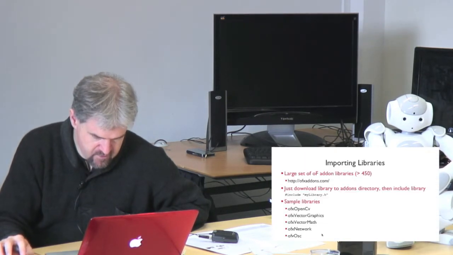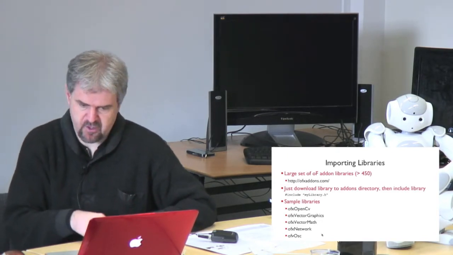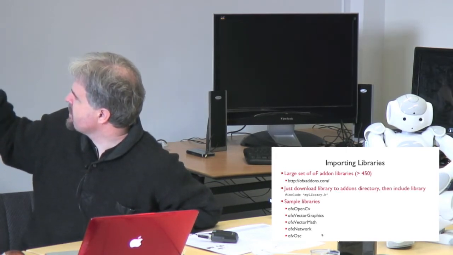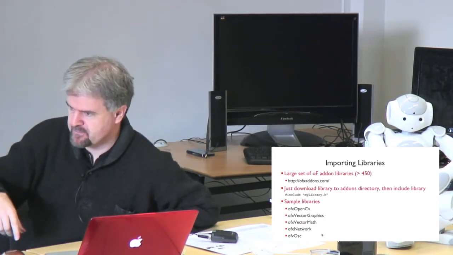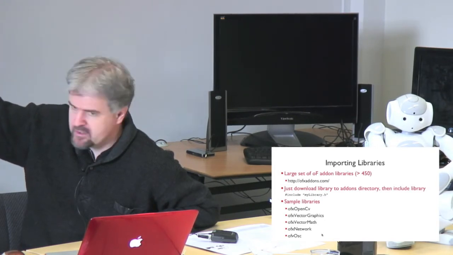So let's go back to my slides here. I want to skip forward a little bit. I mentioned the libraries, how there's a large set of openFrameworks libraries, more than 450. All you need to do is include the library in your add-ons directory and then add an include file for the library. So here are some sample libraries: OpenCV, vector graphics, vector math, a networking library, the OSC controller.